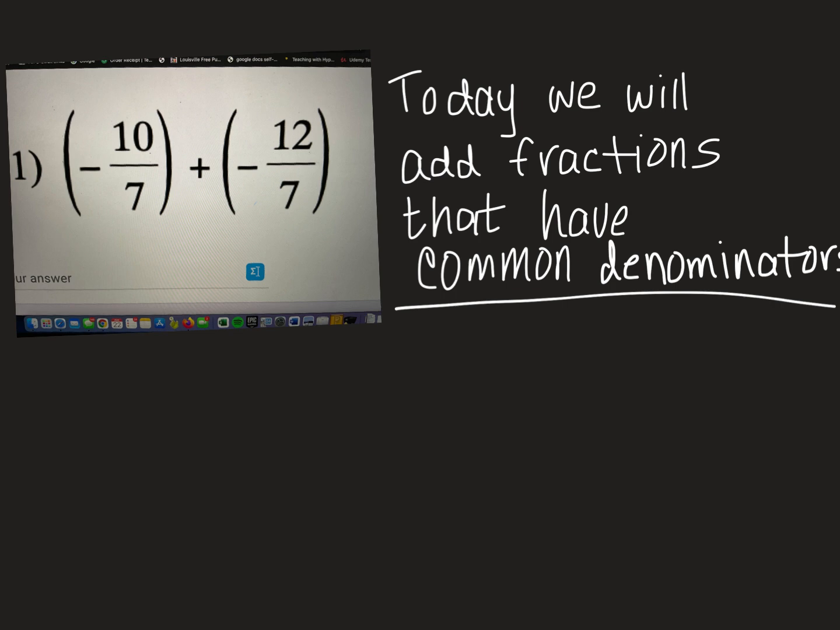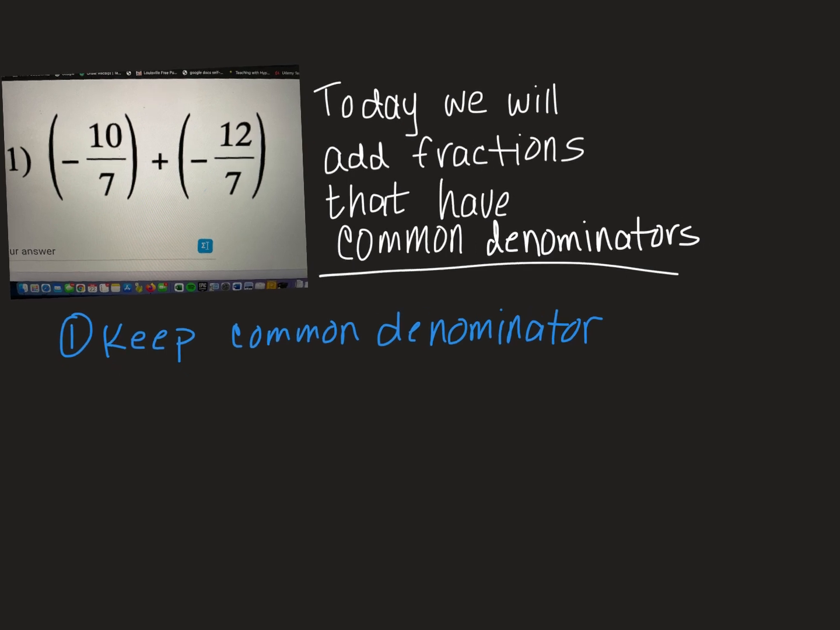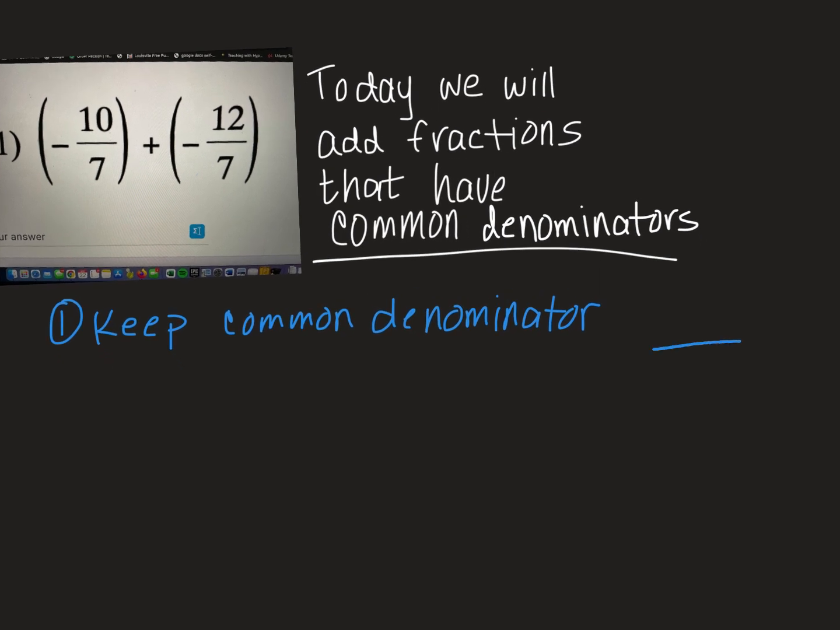Because we already have those common denominators, we can go ahead and start with step 1, which is to keep that common denominator. That means the fraction we're going to end up with for our final answer is going to have a 7 in the denominator, because both fractions have 7s already.